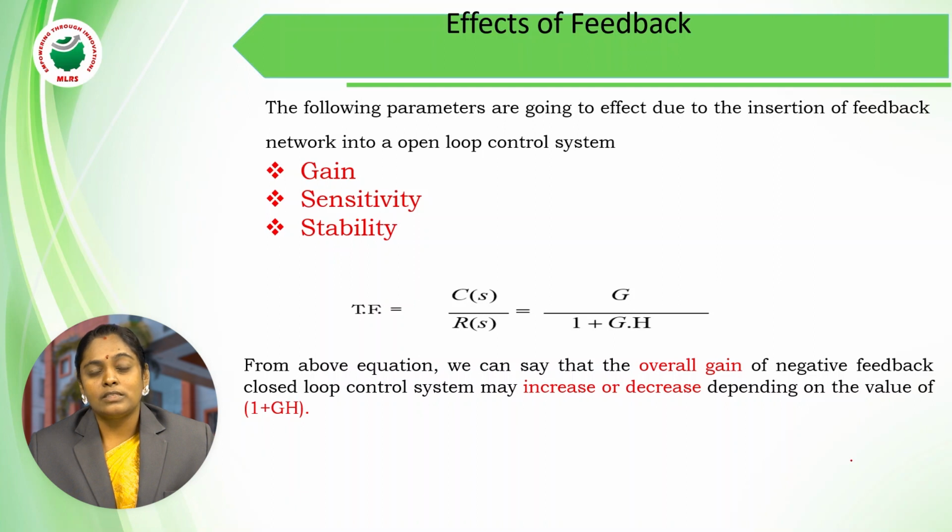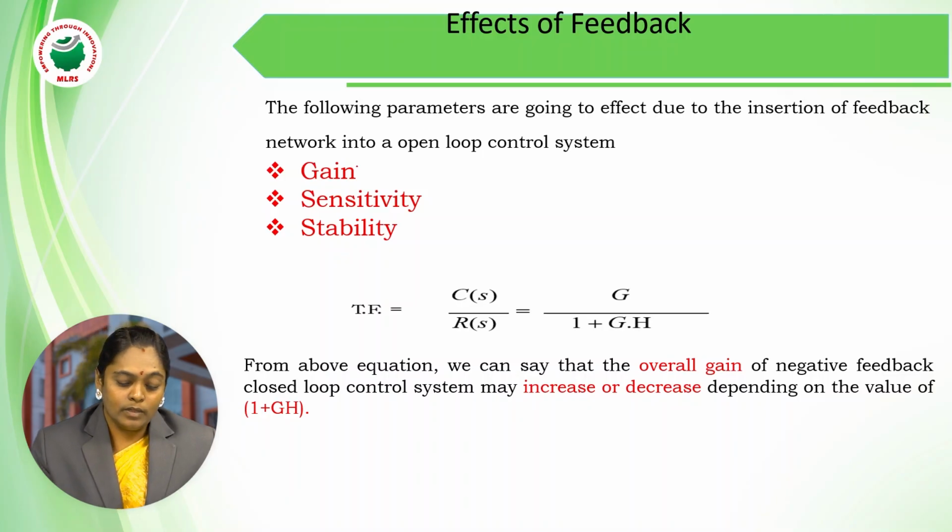So if there is a change in the values of G and H, how is it going to be affected in a particular system. The next topic is effects of feedback. Whenever we insert feedback in a control system, there will be changes in three basic parameters: one is gain, second is sensitivity, and the third is stability.